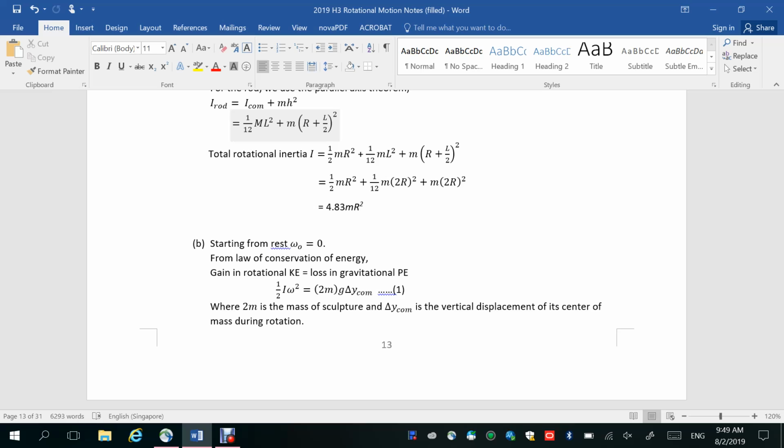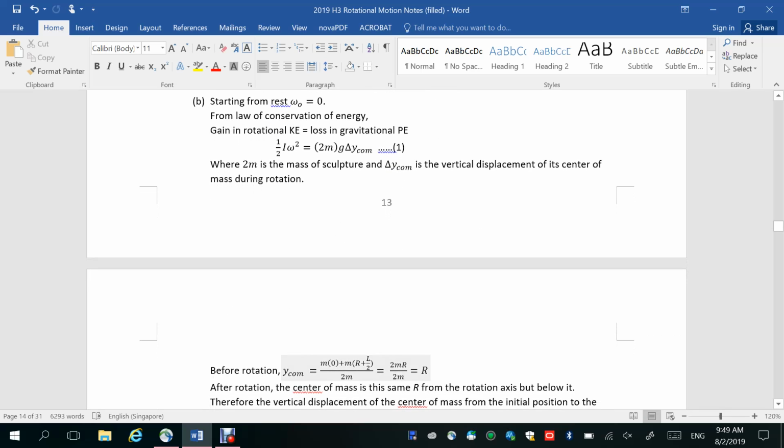Recall rotational KE is half I omega squared. And the loss in GPE will be mgh, where the total mass of the system, the hook plus the rod, is 2m, times g, and the h will be the change in the position of the center of mass of the sculpture. So delta y_cm is the vertical displacement of its center of mass during the rotation.